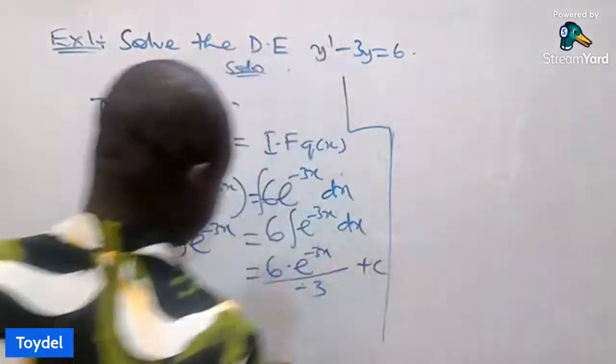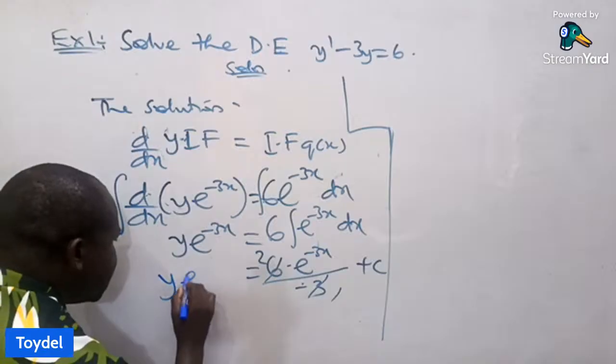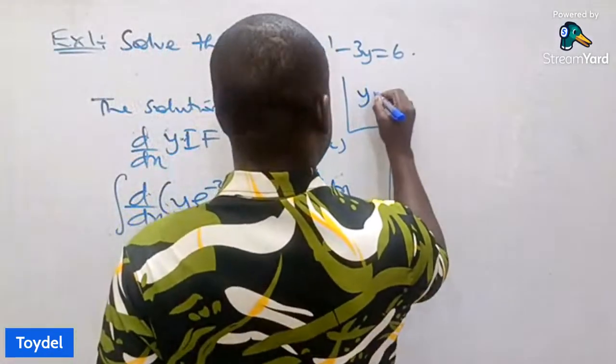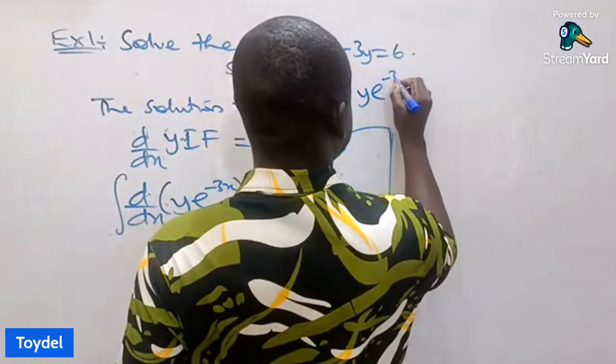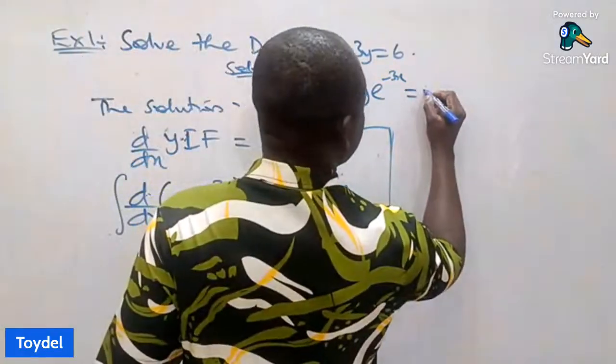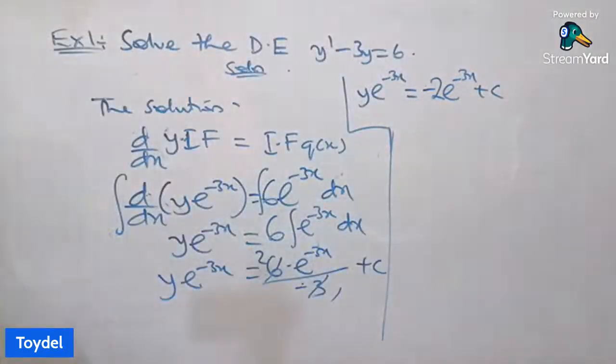So from here, we are going to have y exponential minus 3x equal to this. Here, y exponential minus 3x will now be equal to minus 2 exponential minus 3x plus an arbitrary constant. That is what we are going to get.